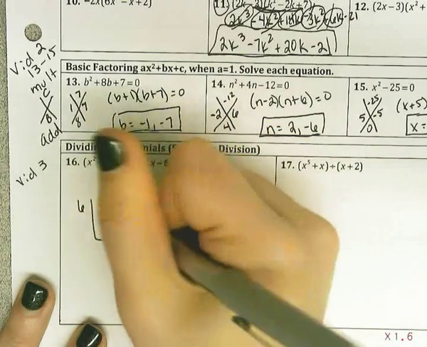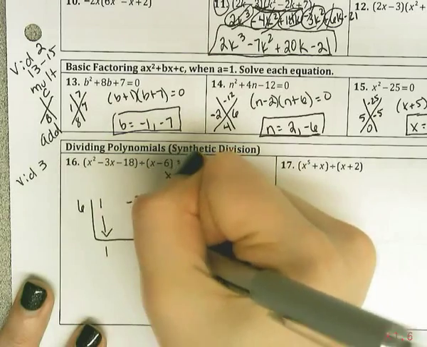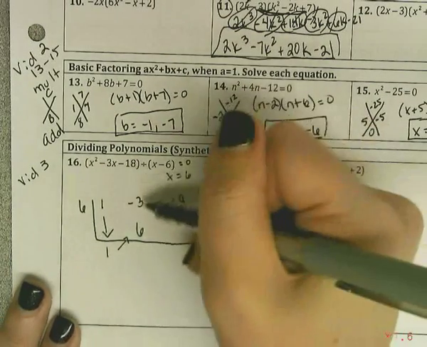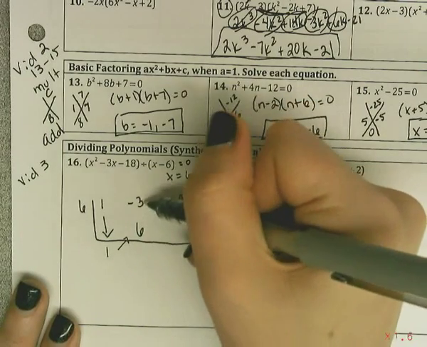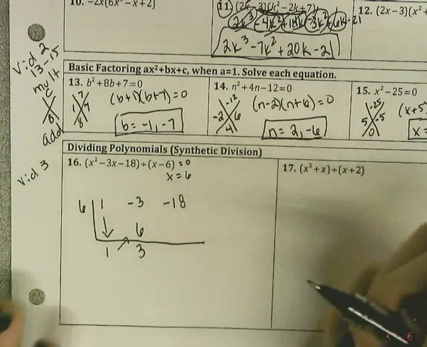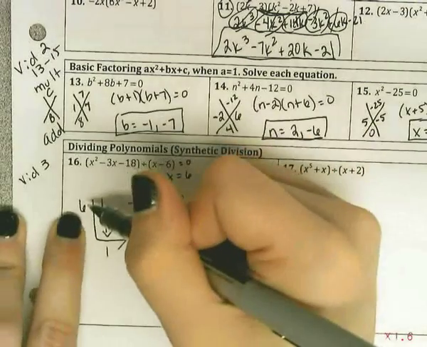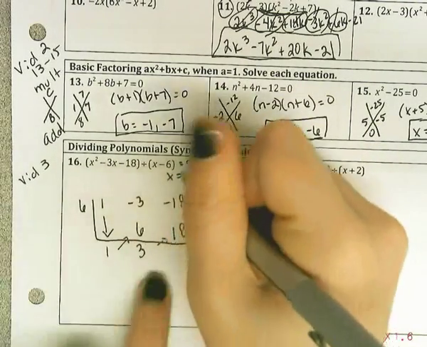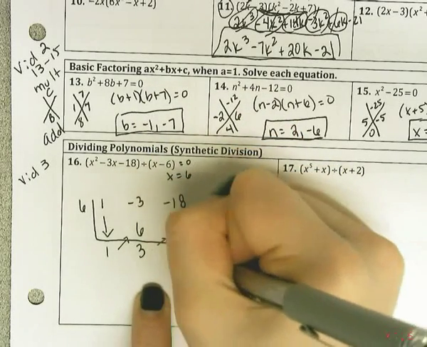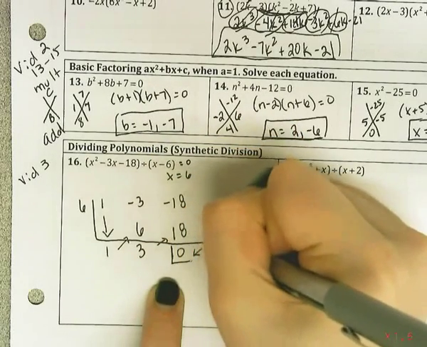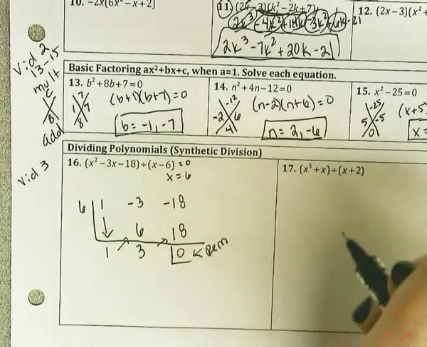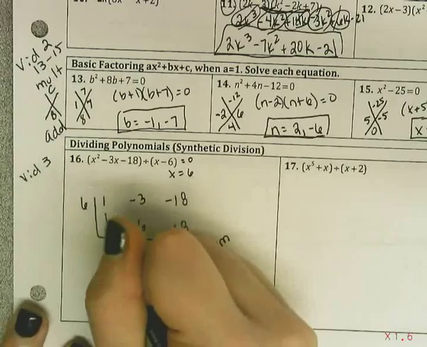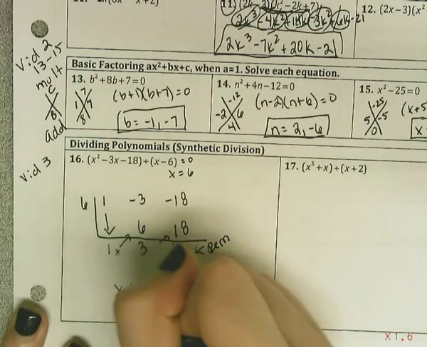Bring down the 1. 6 times 1 is 6. Multiplied those, and that goes up there. And then I add, so I'm going down this way now. Negative 3 plus 6 is 3. Now I multiply by the 6 on the outside again. 6 times 3 is 18. And then I add. And remember, this last one is our remainder. It happens to be 0, so we have no remainder. We start 1 degree less, so 1x plus 3. X plus 3.